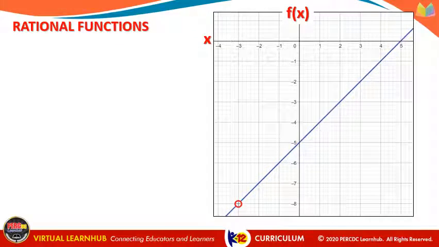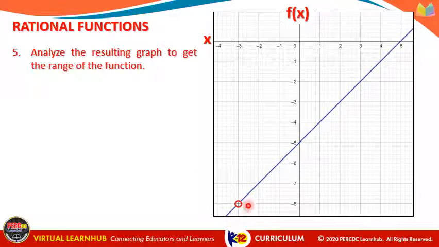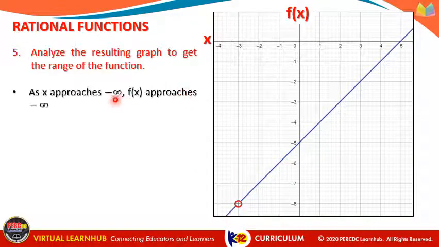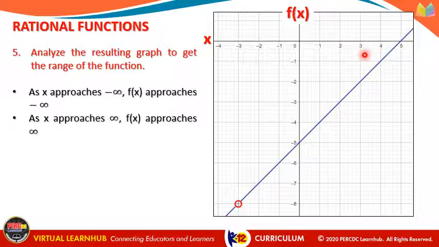Sige, let's now observe. Let's analyze this graph. As x approaches negative infinity, f of x approaches negative infinity. Habang pababa ng pababa yung x mo, habang yung x mo ay lumalapit sa negative infinity, anong nangyayari sa line natin? Pababa din ito ng pababa. Thus, if x approaches negative infinity, the value of f of x also approaches negative infinity. Ano naman ang nangyayari habang tumataas yung value ng x? As x approaches positive infinity, your graph, your function f of x also approaches positive infinity. Habang tumataas yung value ng x, tumataas din ang value ng f of x natin.